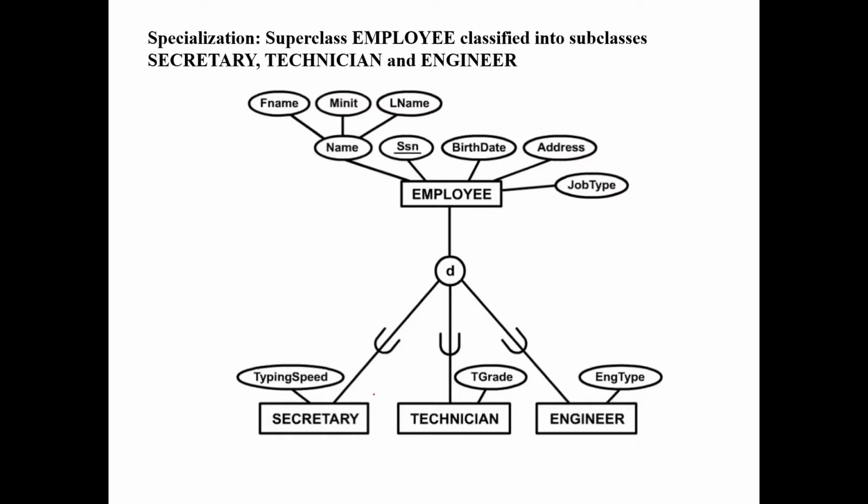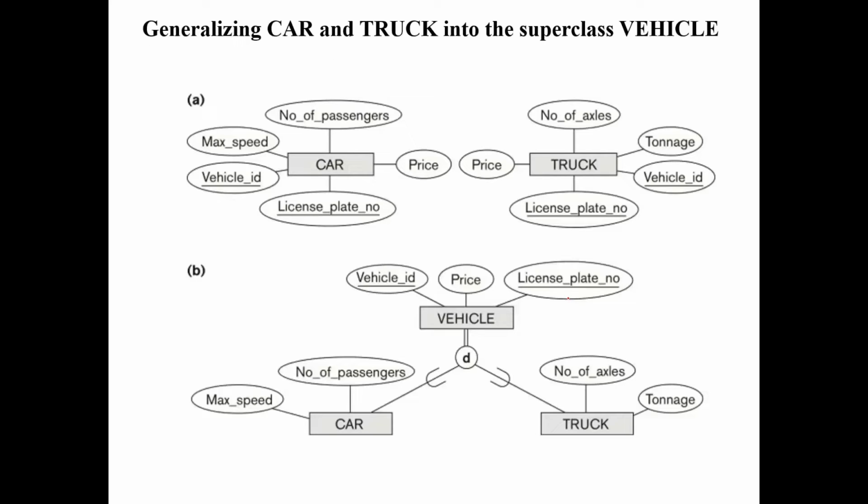So the employee superclass is classified into three subclasses. This is also called inheritance. All these are the common attributes: name, social security number, birth date, address, and job type are inherited in all the subclasses.